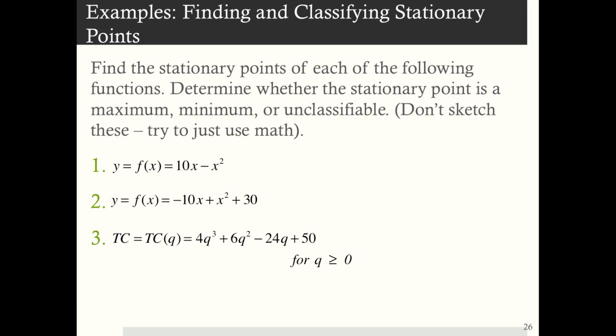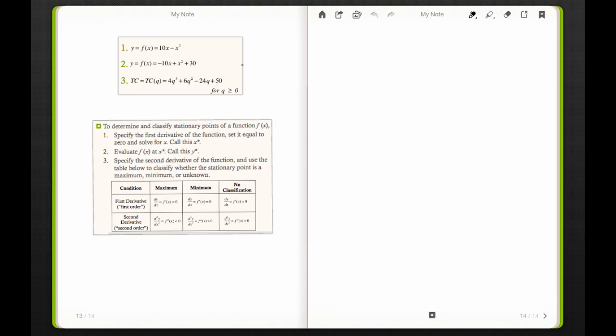Examples. Let's find the stationary points of each of the following functions. Determine whether the stationary point is a maximum, minimum, or unclassifiable. We're not going to sketch these functions. We're just going to use math to determine the outcomes. All right, so we're asked to determine and classify the stationary points of each of the following functions. So let's just start with the first one. I'm going to follow these steps, 1, 2, and 3. So let's start with number 1.